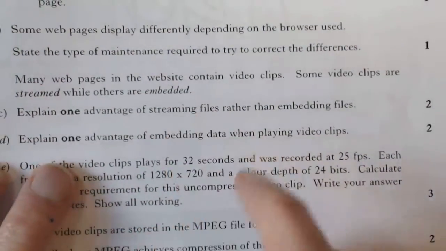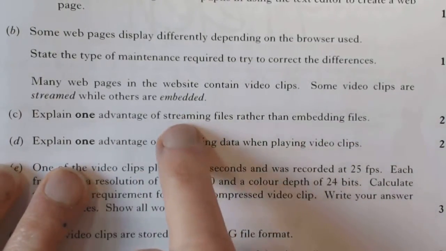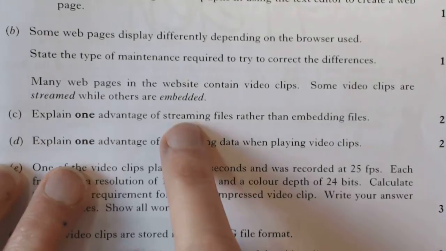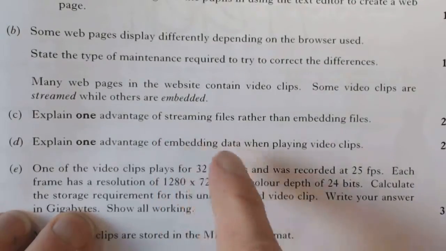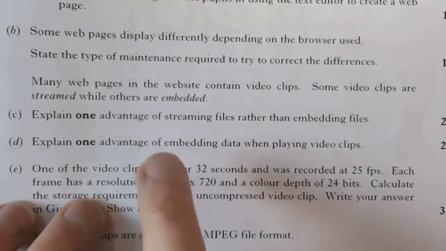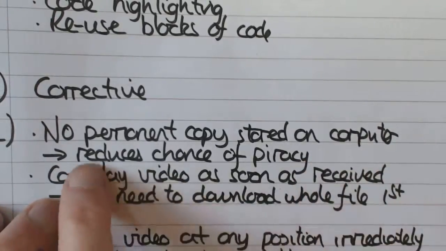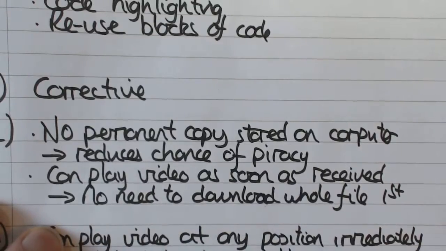Now, when you're streaming files rather than embedding them, just to make sure, if you're watching YouTube, they're getting streamed to you, okay? So you're not having to wait for the whole file to get downloaded in order to start watching it. And it's also good for the actual distributor. They're not allowing you to have the whole file saved on your computer, so you can't start burning it onto disks and committing piracy. Okay, so as soon as you start receiving the streamed film, you can start viewing it, right? So that's one advantage. No permanent copy stored in the computer, reduces chance of piracy, and you can play video as soon as it's received, because you don't have to download the whole file first.